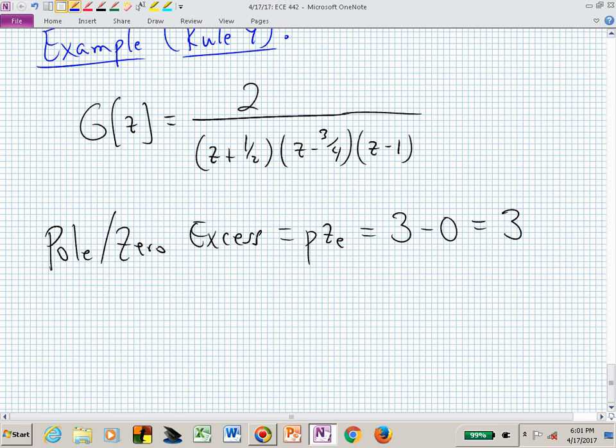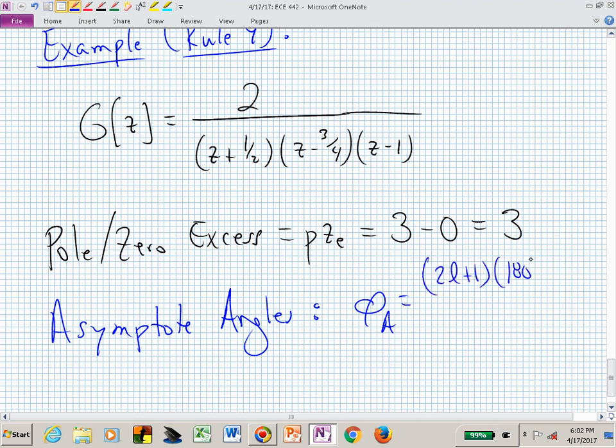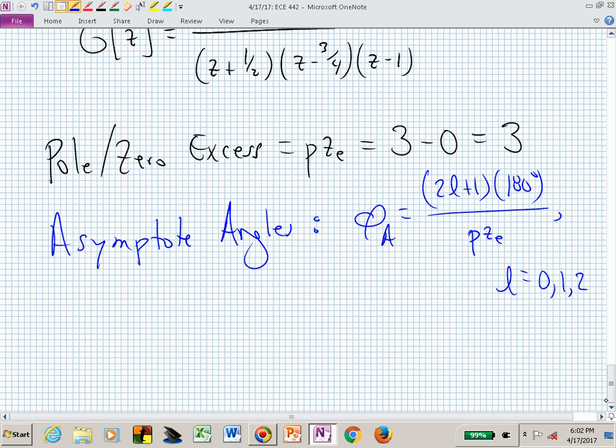Now we can find what the asymptote angles are. The definition is 2L plus 1 times 180 degrees all over PZ sub E, where L varies from 0. How many values do I keep evaluating for L? I had PZ sub E as 3. I just need 1 less than that, so I go 0, 1, up to 2. So I plug in 0 for L, 1 for L, and 2 for L, and I'll generate all of my asymptote angles, which in this case is 3 asymptote angles.